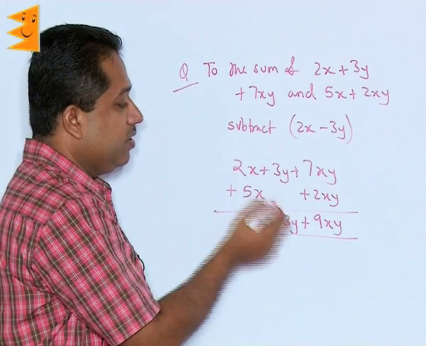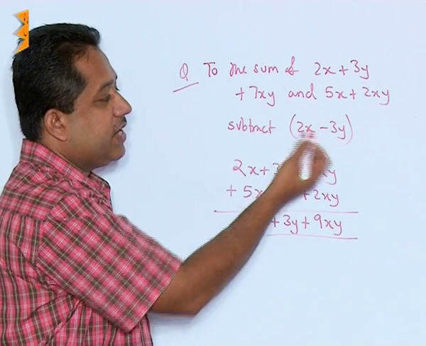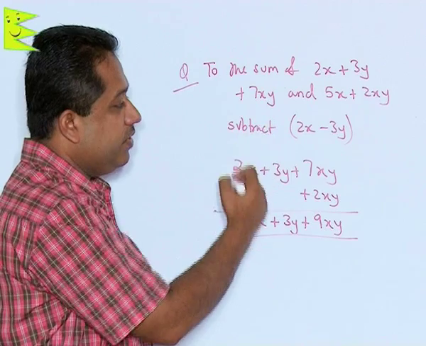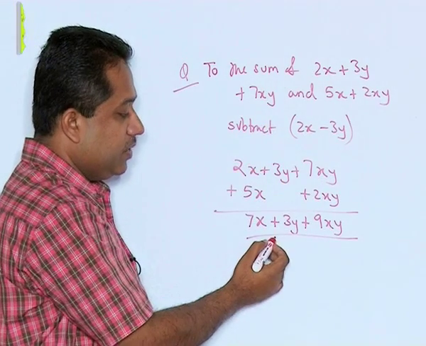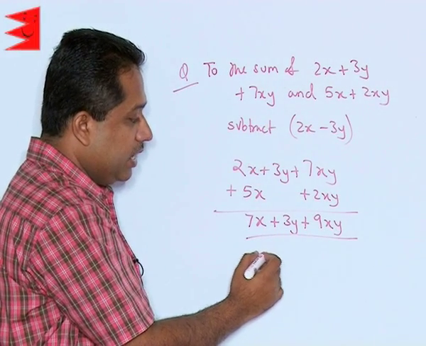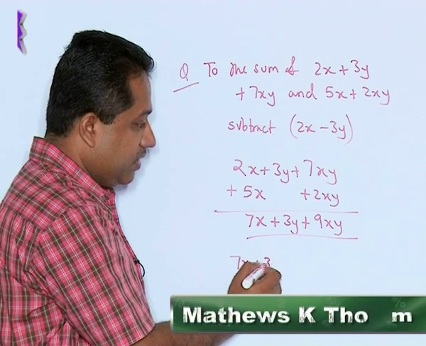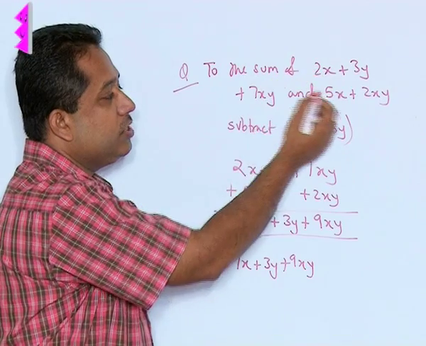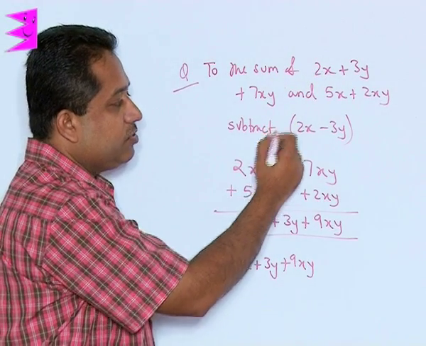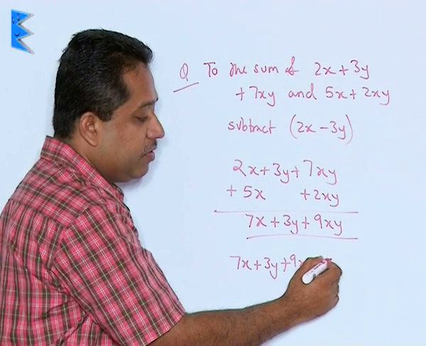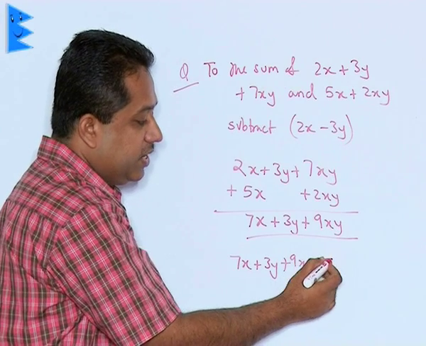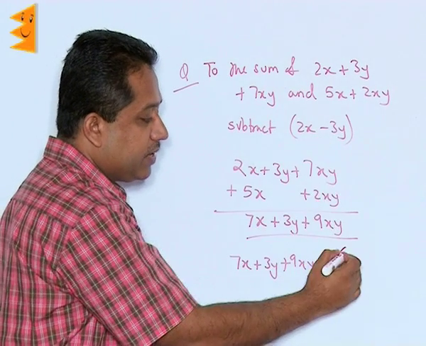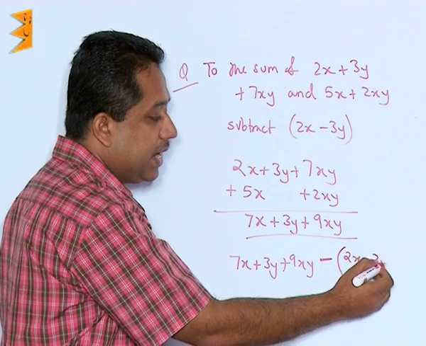Now the next part is, from the sum of this we have to subtract this. So how do we subtract 2x minus 3y from this? I am going to write down now 7x plus 3y plus 9xy. This is the result after addition of these two algebraic expressions. Now we have to subtract this. So when we subtract, we have to be very careful, because we will put the negative sign, and whatever we want to subtract, that should be in brackets.